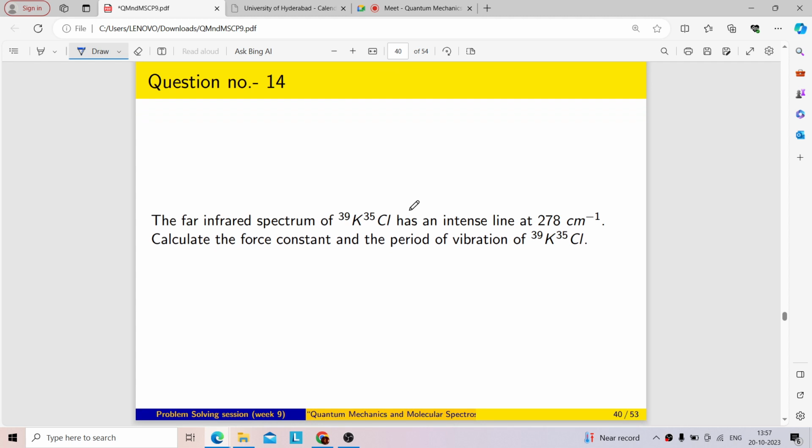The far infrared spectrum for potassium chloride has an intense line at 273 centimeter inverse. Then calculate the force constant and period of vibration for potassium chloride.